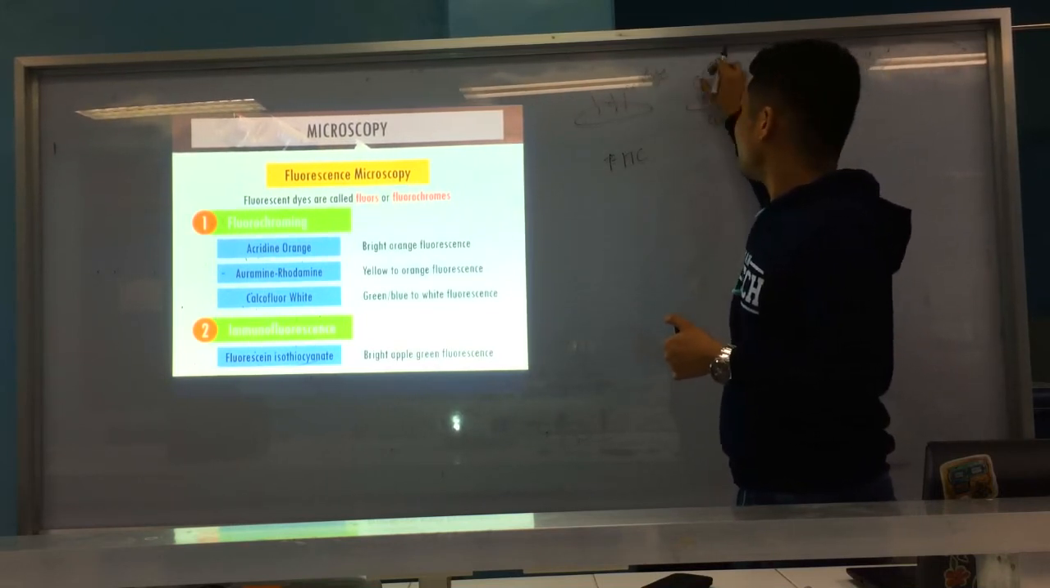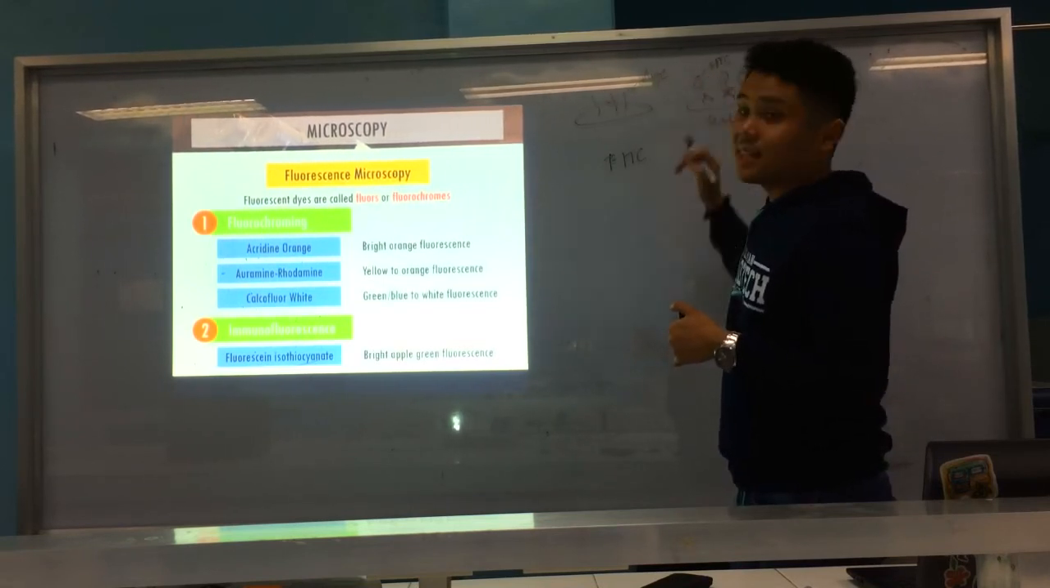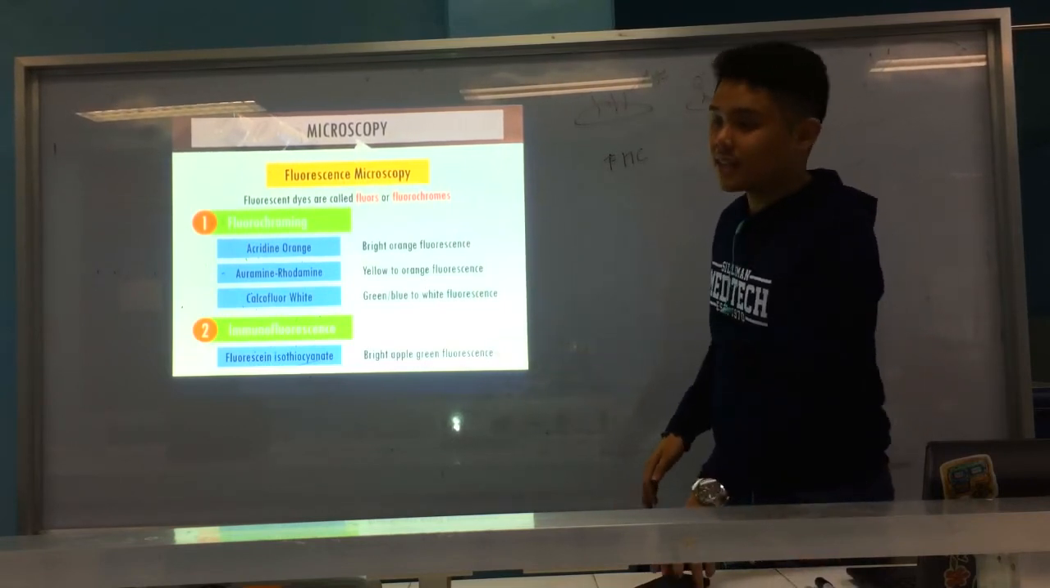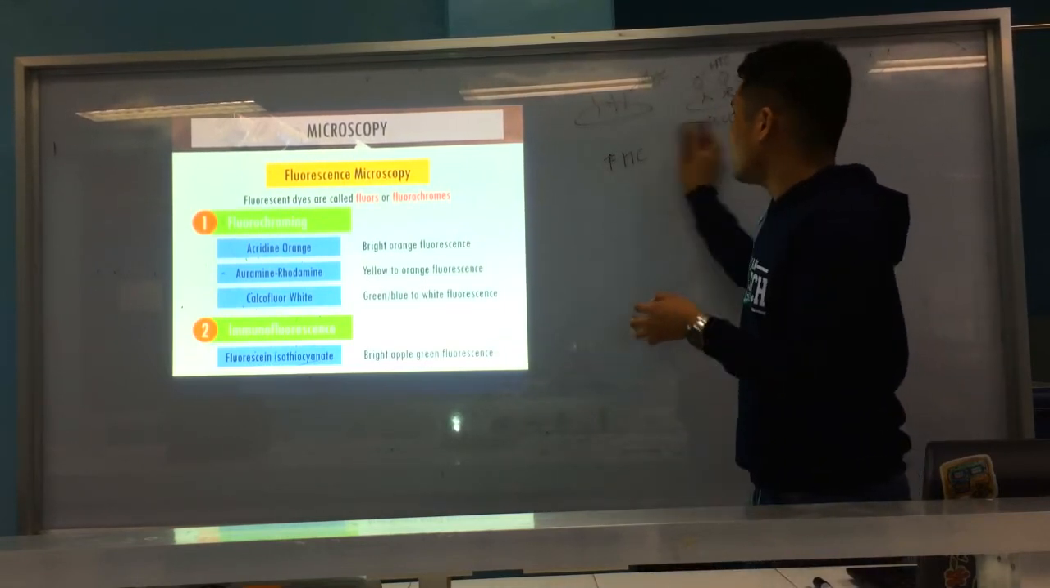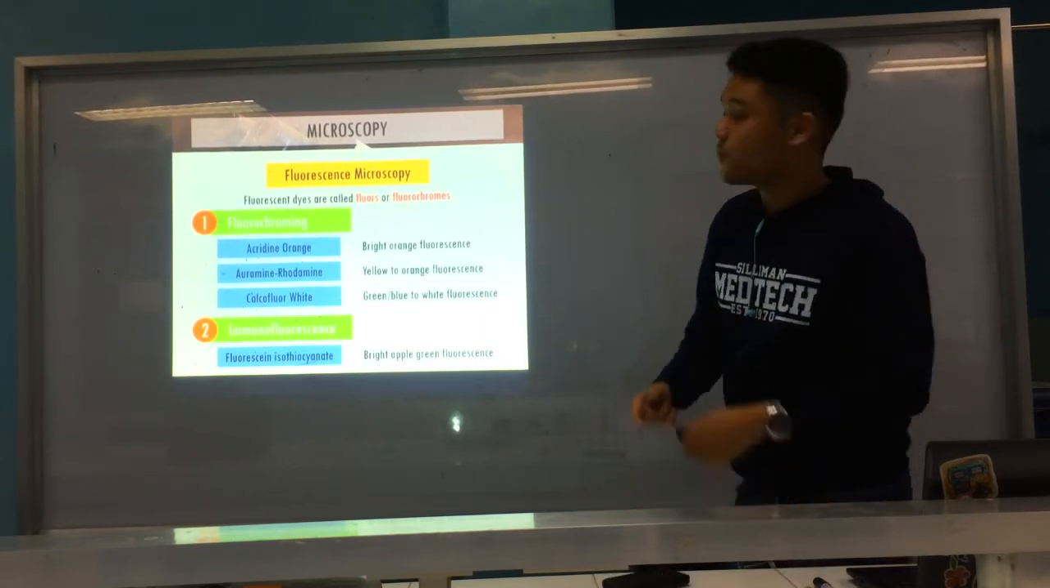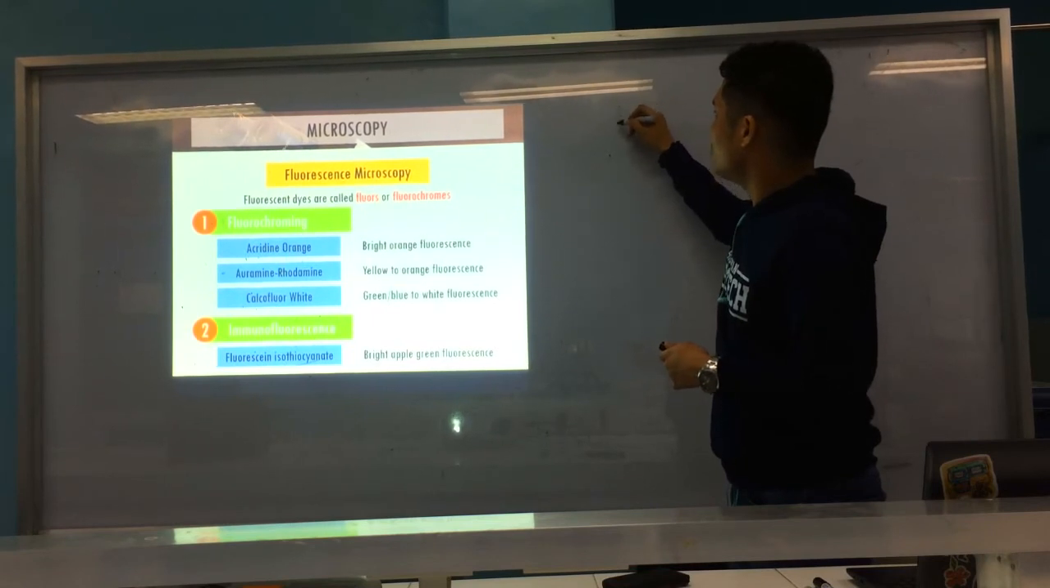Okay? And then, when you put the dye, because of the reaction between the antibody and the cell, the FITC also reacts. Okay? That's for immunofluorescence. That's why it's called immunofluorescence, because it uses antibodies. Okay? And for the grading of FITC, you have 0, 1, 2, 3, 4. Right? 0, 1, 2, 3, 4.